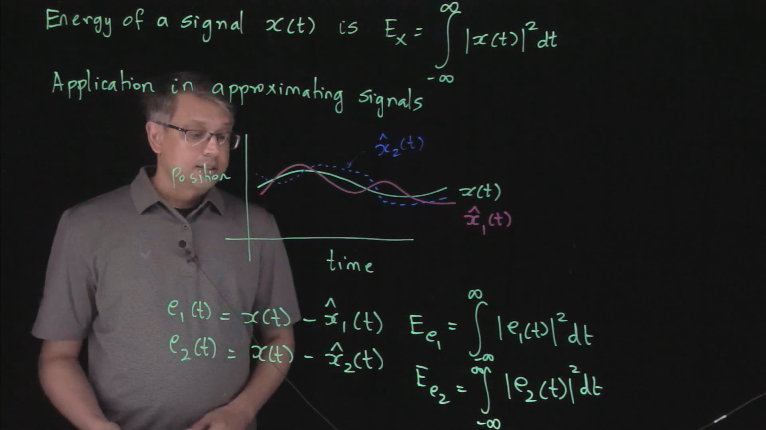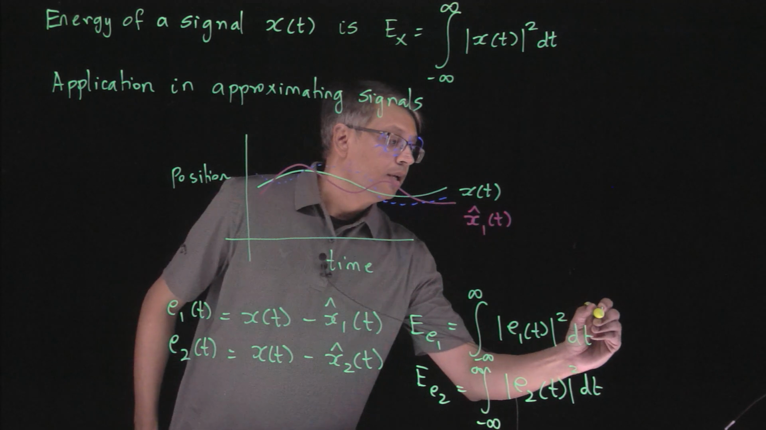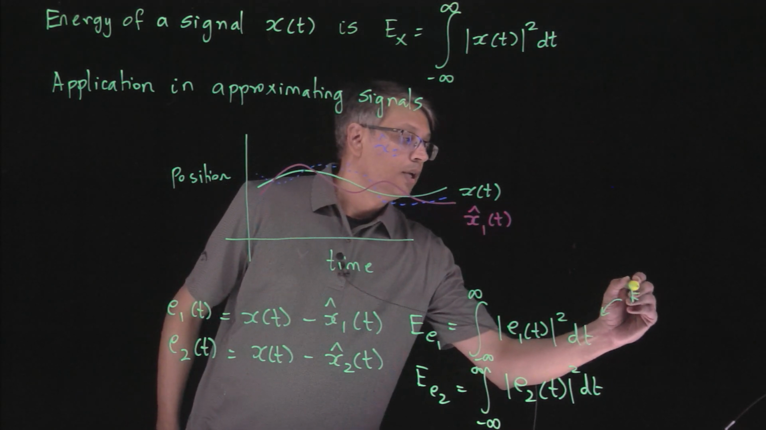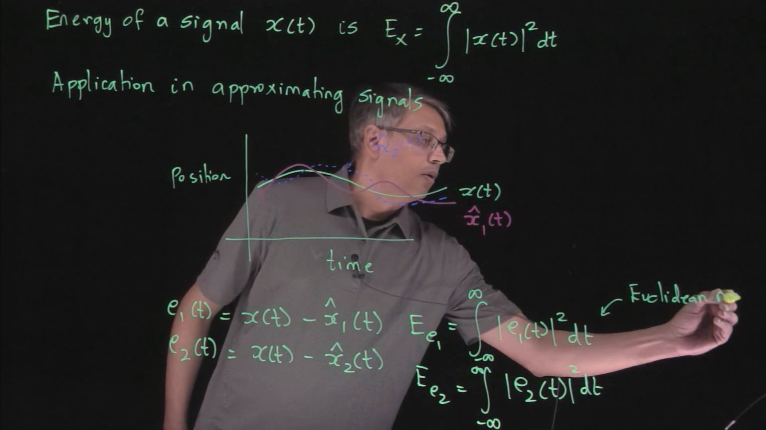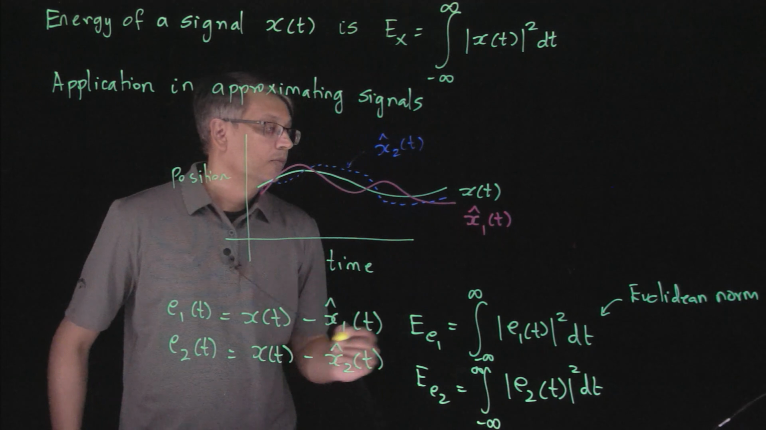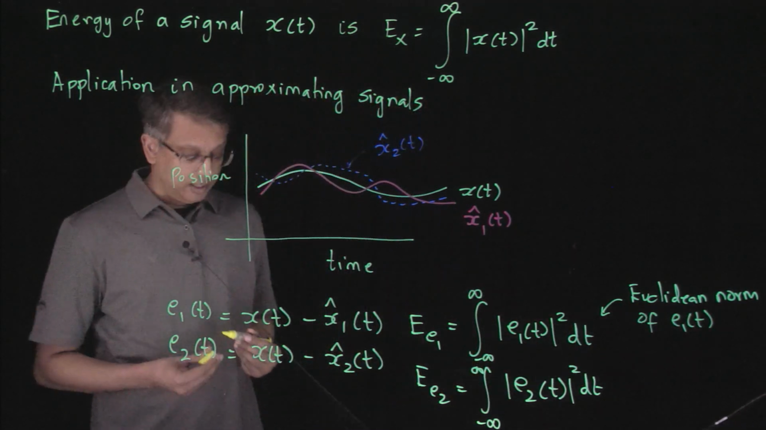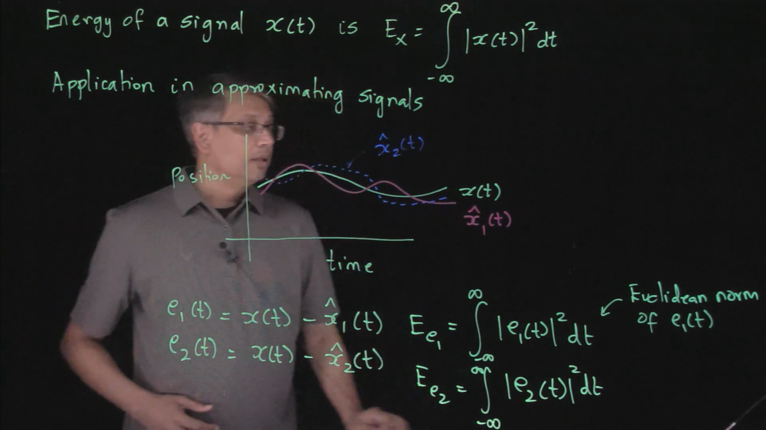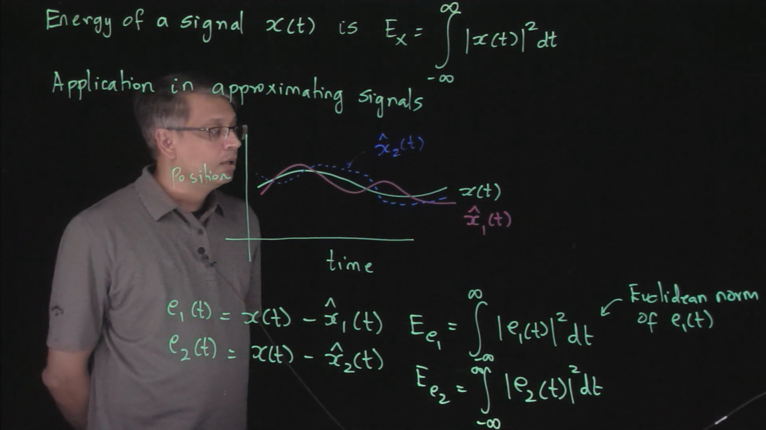In mathematics, this energy, the way we defined this, is called the norm of a signal. This is called the Euclidean norm of the signal E1 of t. And there are many ways to measure the error. This is one way to measure the error, but this turns out to have many desirable properties, and it's quite commonly used in engineering.